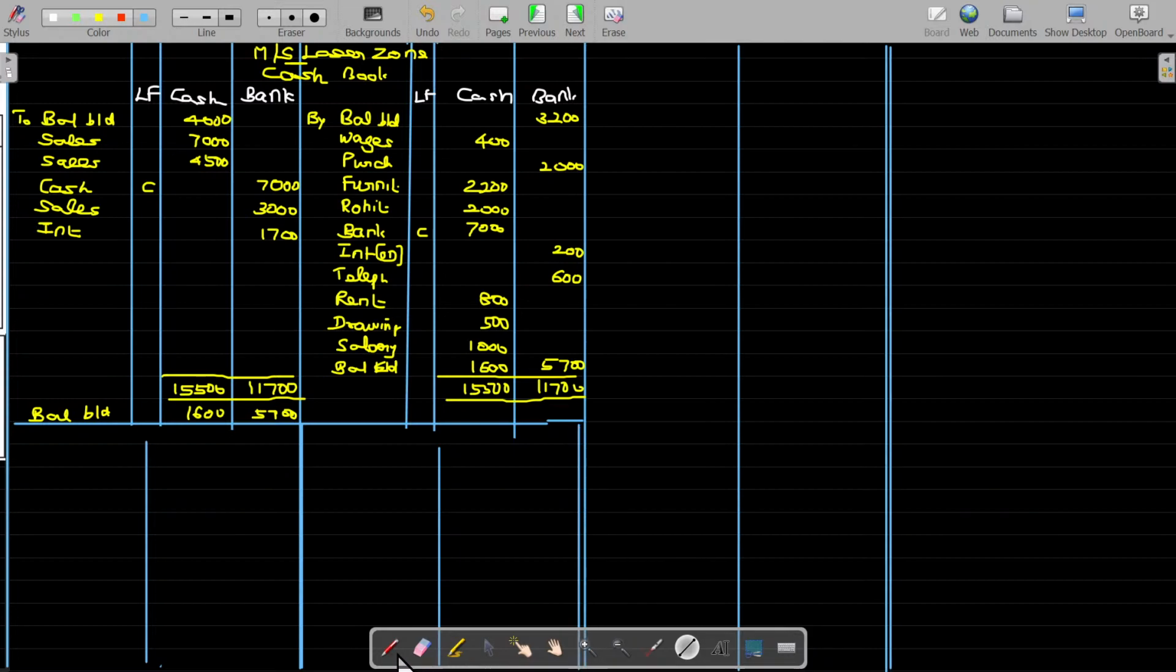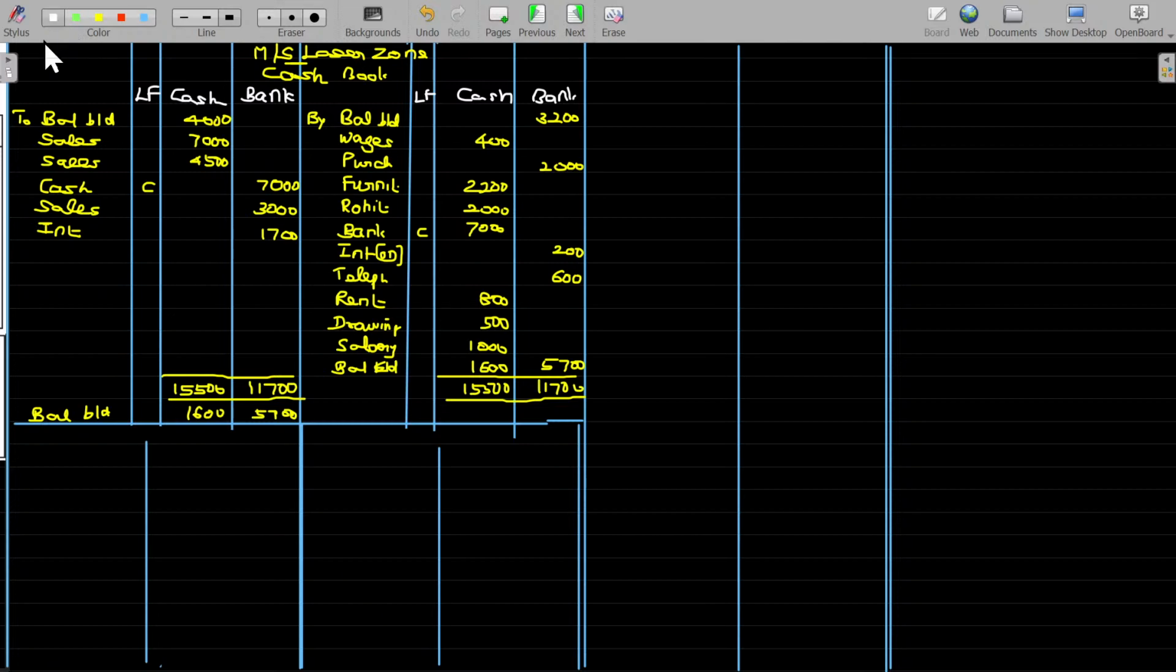I assume this way. This is the ledger book. This one is page 1 of the ledger book, this is page 2, this is page 3. If I need, I will extend one more page. In the cash book, everything is available within one page itself.